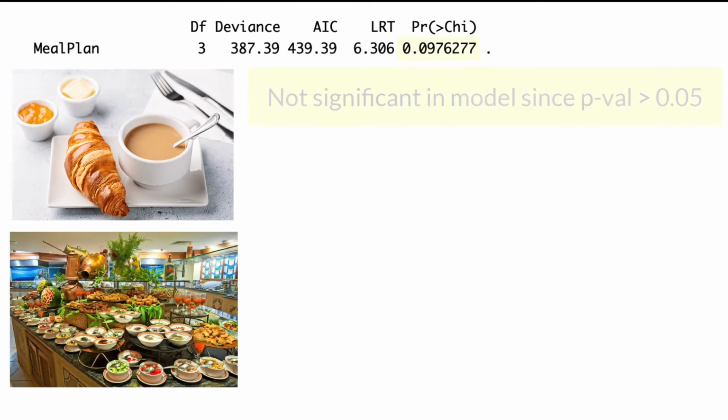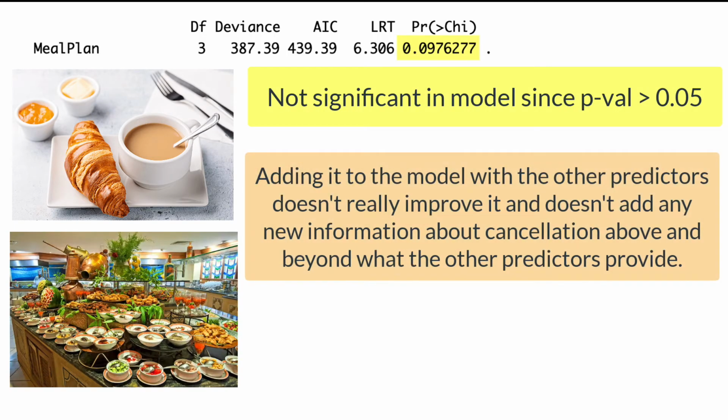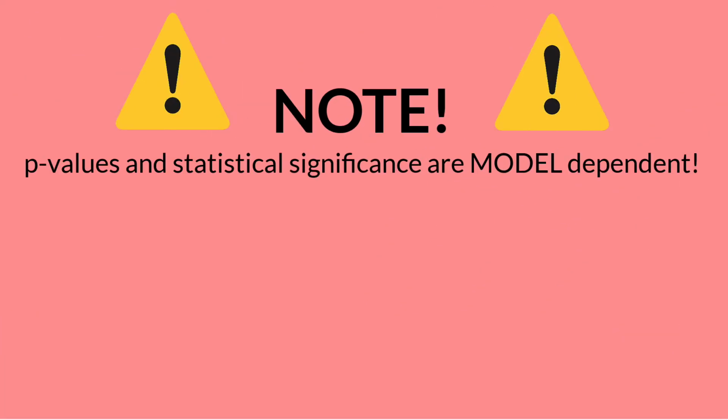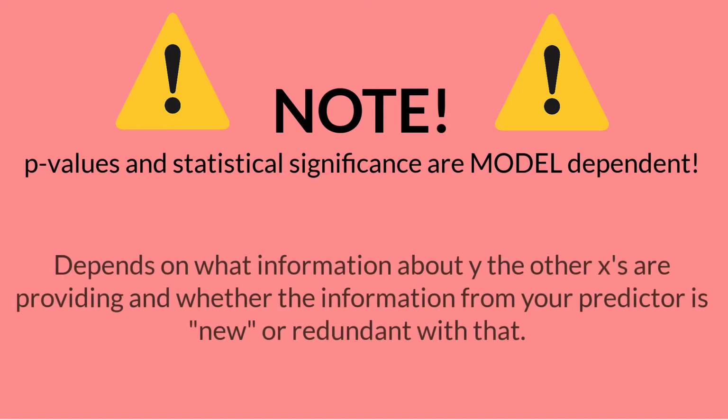Now, meal plan we see is not statistically significant. So this means that adding it to a model with the other predictors already in it doesn't really reduce its error by more than what adding in some unrelated random predictor would do. So in other words, meal plan doesn't add any new information about cancellation rate above and beyond what the other predictors contain, the lead time, the length of stay, room type, etc. Now, just like in multiple linear regression, the p-values of a logistic regression model are model dependent since they're a comment on whether the predictor adds new information above and beyond what the other predictors offer.